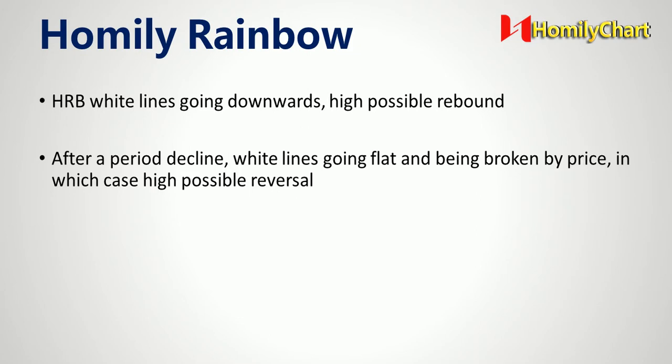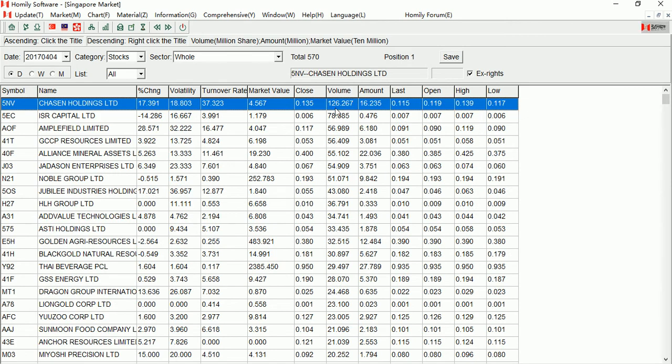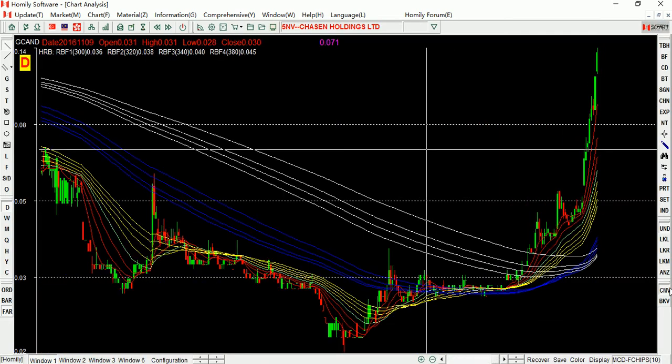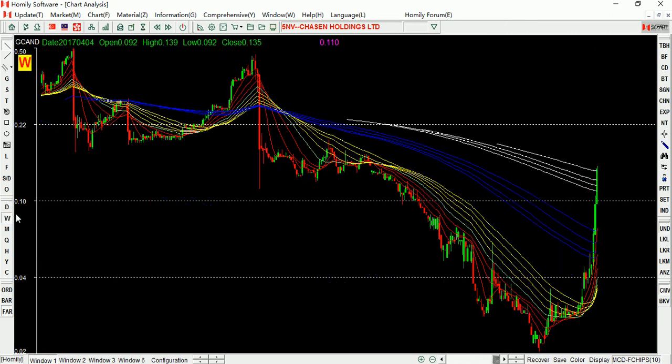So you should remember, only when the rainbow white lines are going downwards, is the possible rebound high, okay? So you should know after a period of decline, when the white lines go flat and are broken through by price, in which case there is a high possible reversal, okay? So let's see some charts. This one we know that is good, but we can check the weekly chart. In the weekly chart, the price just touched the white line. Okay, so what does that mean? For the weekly chart, you should pay more attention to the resistance. Okay, so if it can go up again, you can hold again. If it cannot, you should know the price may have some short-term correction.